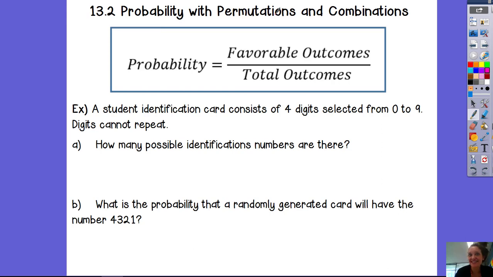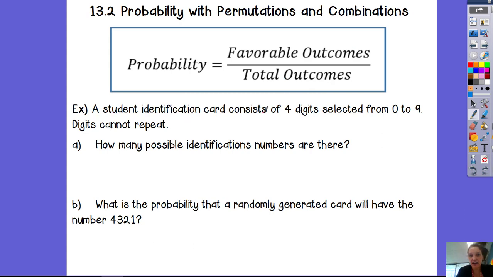Now we're moving from just finding permutations and combinations to calculating probability. So probability is like, what's the probability that something's going to happen? What are the odds? The way that you find probability is you put the number of favorable outcomes, desired outcomes, over the total number of possible outcomes. So what's the probability that something happens? Well, it's the number of ways that that thing can happen over the total number of outcomes.